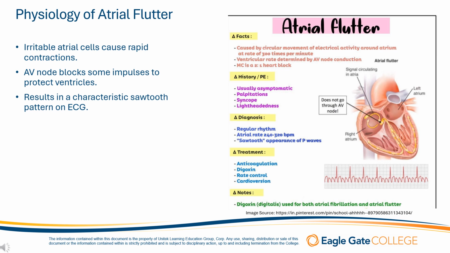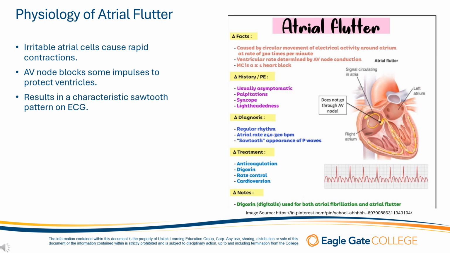Atrial flutter originates from irritable cells in the atria. These cells are hyperactive and generate electrical impulses at an abnormally rapid rate, typically between 250 and 300 beats per minute. This rapid firing disrupts the normal rhythm of the heart, leading to the characteristic sawtooth pattern observed on the ECG. The irritable cells create a re-entrant circuit, a self-perpetuating loop of electrical activity within the atria.